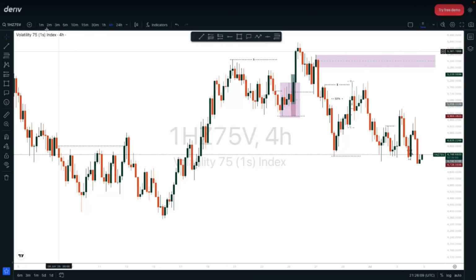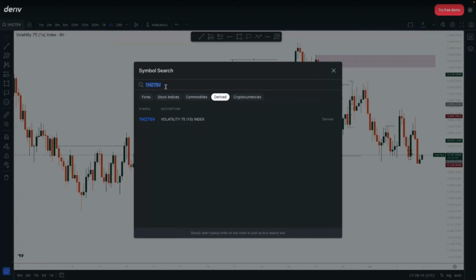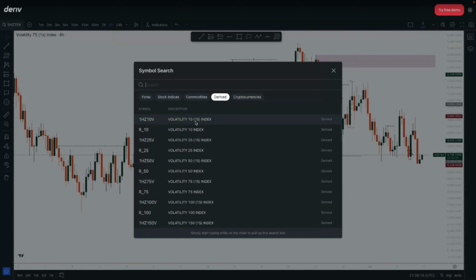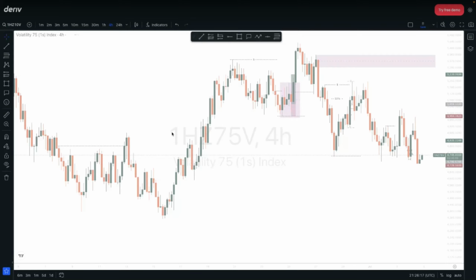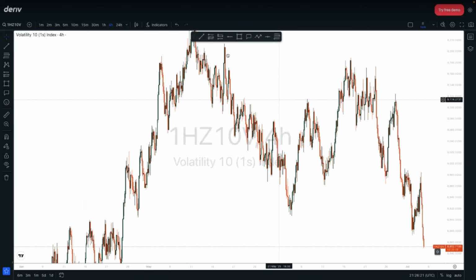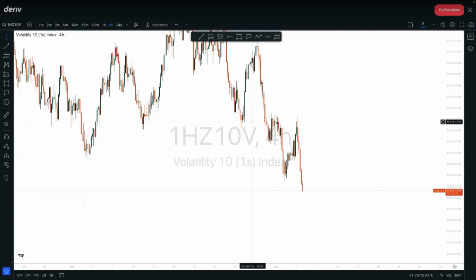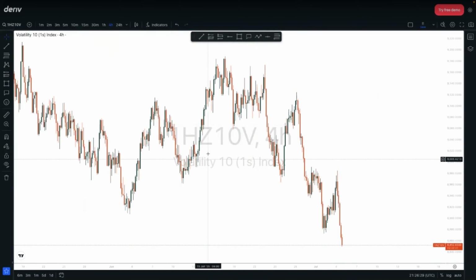But let's say I just go randomly. Let's say this is not V75, and let's say I go randomly and I go to volatility 10 index, for example, and I want to analyze this pair. I cannot just come into this pair on my 15 minutes because I don't have the overview. So this is when I would definitely need to go back to the 4 hour to start my analysis.